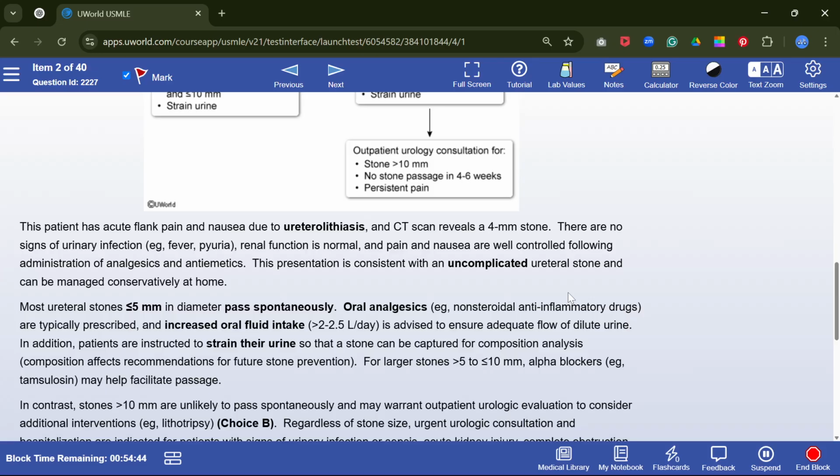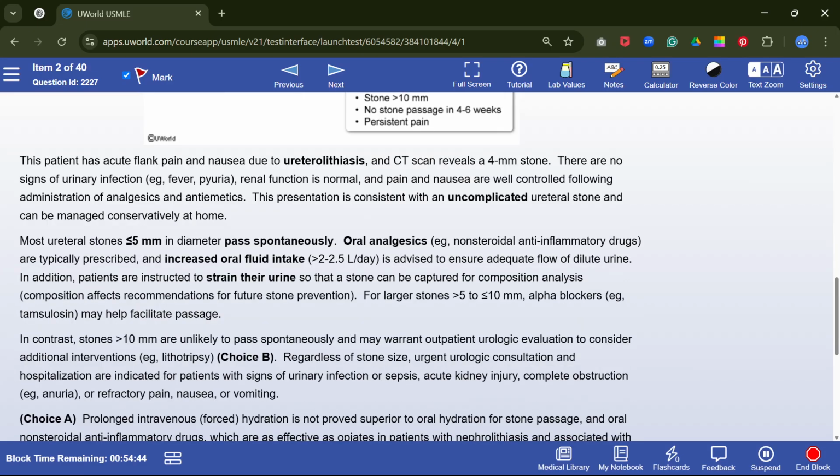This patient has acute flank pain and nausea due to urolithiasis, and CT scan reveals a 4 millimeter stone. There are no signs of urinary infection, fever, or pyuria. Renal function is normal. Pain and nausea are well controlled following administration of the analgesic and antiemetic. This presentation is consistent with an uncomplicated ureteral stone and can be managed conservatively at home.